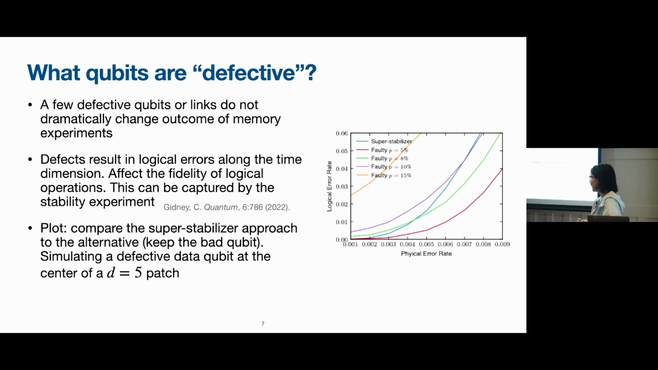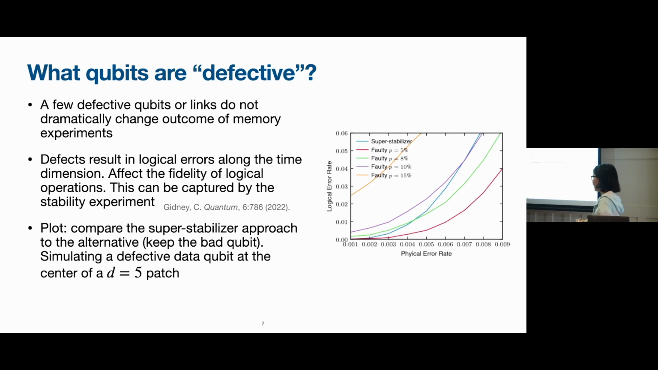However, when you think about logical operations, where you essentially have to change the definition of your logical operator, for example, when we do a merge in lattice surgery, we have to move the logical operators across the edge that we are merging. So in that case, you actually need reliable information about every stabilizer. You can't really afford to have one standard defect in this.